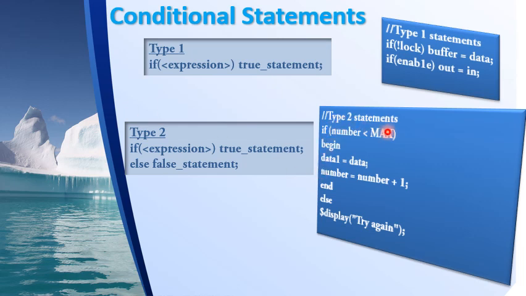if the condition is true, there are two statements to be executed, that is, data 1 equal to data and number equal to number plus 1. So whenever there are more than one statements in any construct in Verilog, it should be enclosed between begin and end. So here there is only one statement that you can write directly. But if you have more than one statements, then it should be enclosed between begin and end.